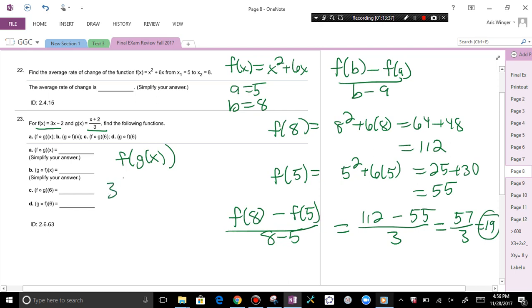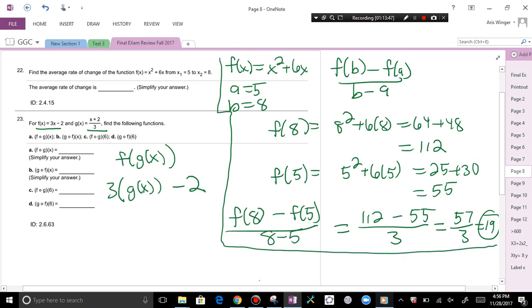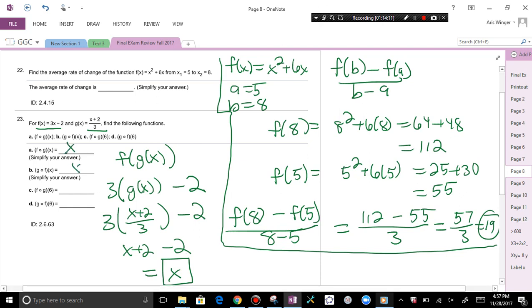It's 3 times g of x minus 2. But g of x is x plus 2 over 3. 3 times x plus 2 over 3 minus 2. 3's cancel. X plus 2 minus 2. The answer is x. And so that makes this x, this is x, that's 6, and that's 6.